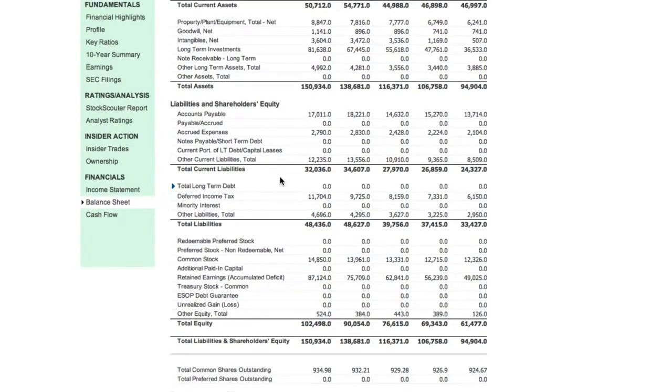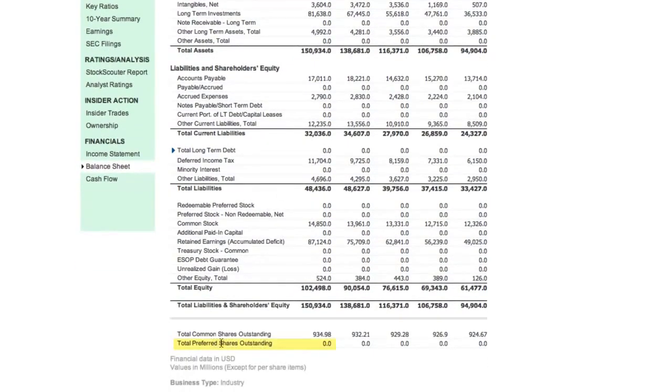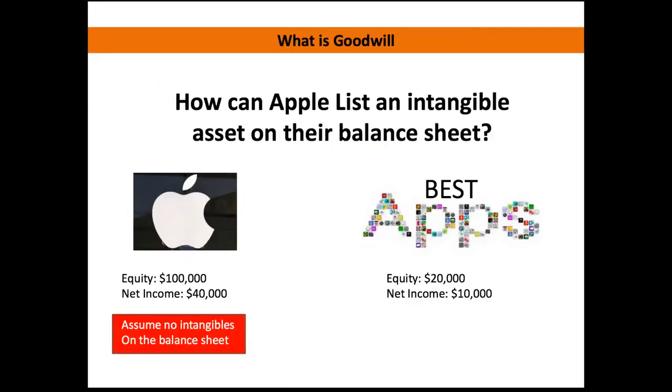Now, for a company that would have preferred shares, which Apple doesn't have any, you'd have to add up what the par value is for all those preferred shares and subtract that out of that total in order to get the net tangible assets. So after seeing that, you might be asking yourself, how can they list something on there that doesn't physically exist? How do they know what that value is? And in order to answer this, welcome to Course 3, Unit 6, Lesson 6, What is Goodwill?